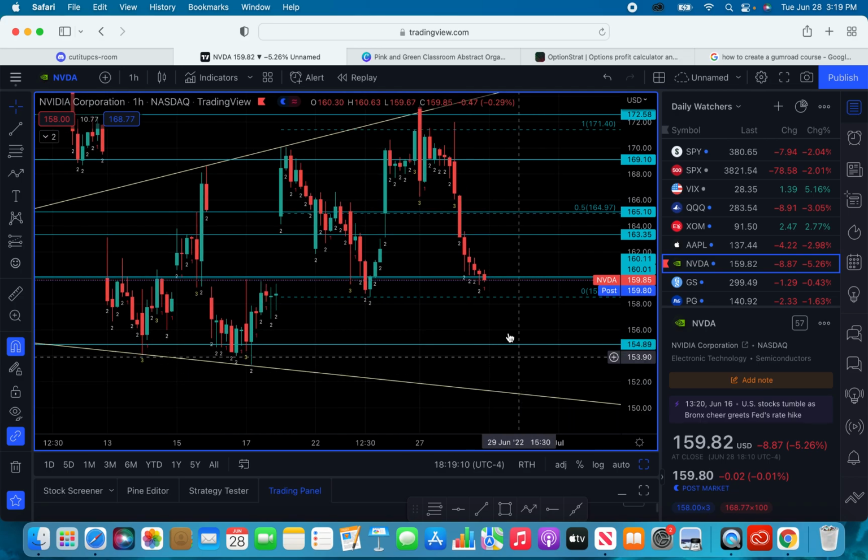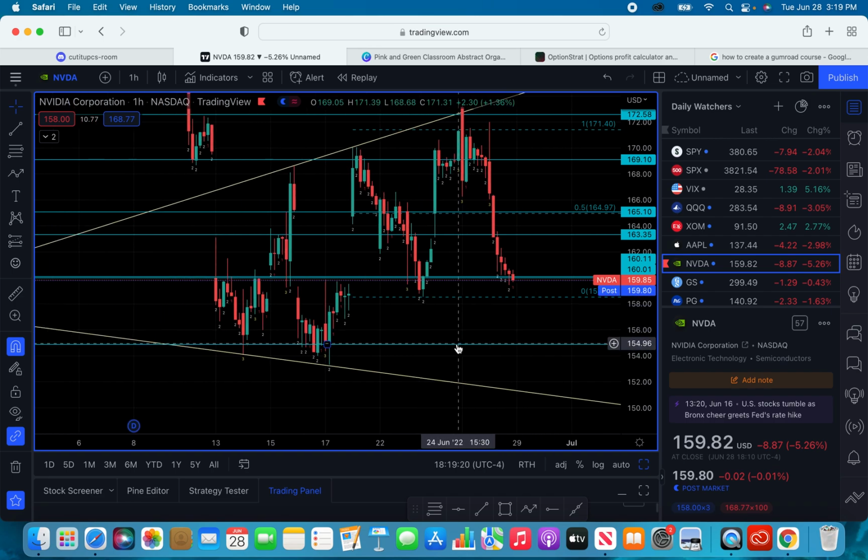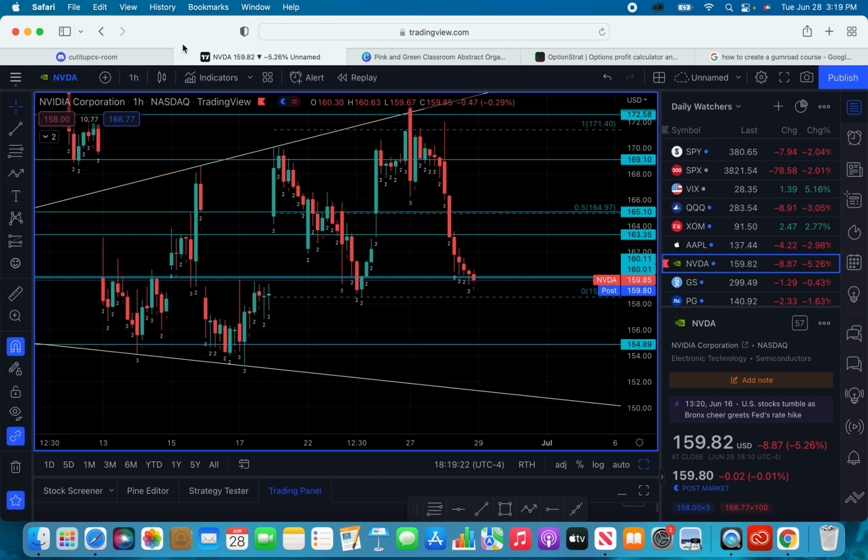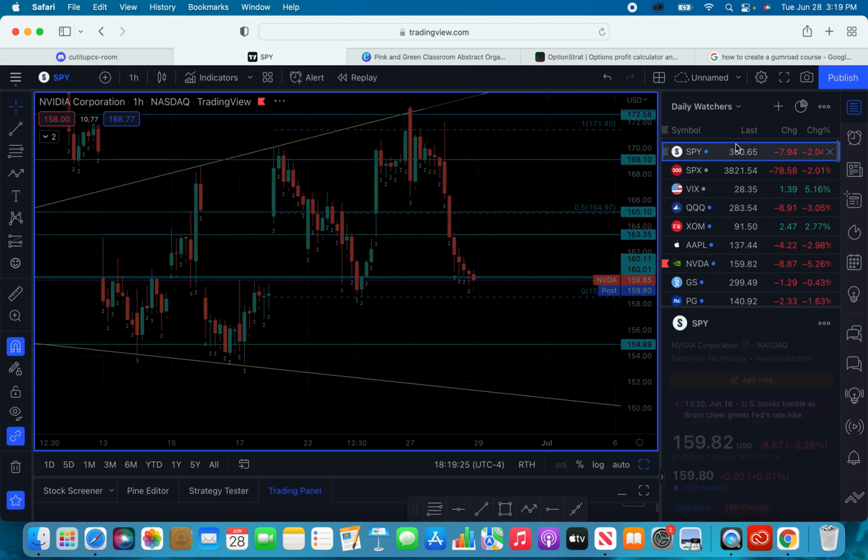I wouldn't be surprised to see this thing come back down and test the lower lows. If we continue down tomorrow or this week below 157, 158, I'll probably be taking this thing down to 155. So that's why I left some runners, because we still got some time to run this week.